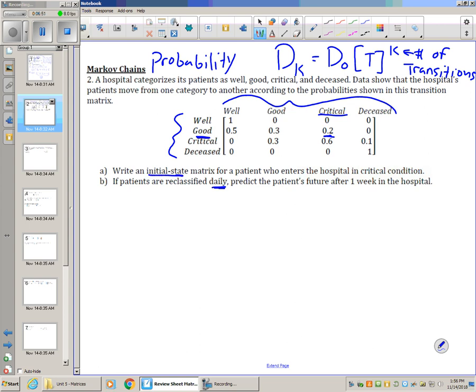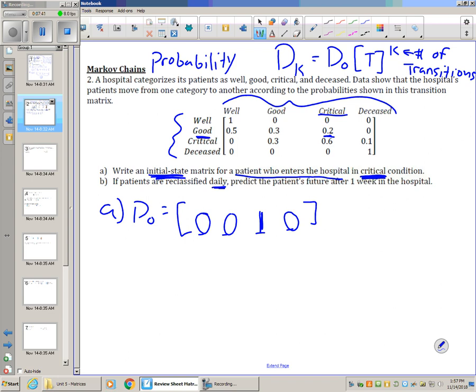Now, if I need to write an initial state matrix, which is my D sub 0, it depends on what the problem's giving you. In this case, it's a patient who enters the hospital in critical condition. Okay? Well, since it's a row matrix, it's going to have the same amount of entries as a square matrix. So 1, 2, 3, 4 possible states that this person can be in, either well, good, critical, or deceased. Well, since he's 100% critical, then that means that he is 0% well. He is 0% good. He is 100% or 1 critical, and he's 0% deceased. This is the initial state that this person is in when he comes into the hospital.